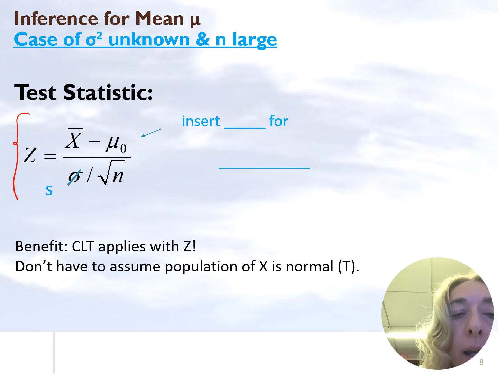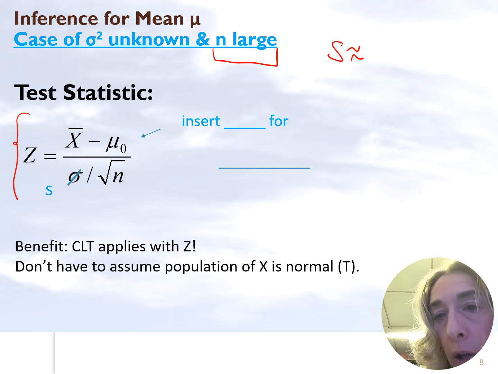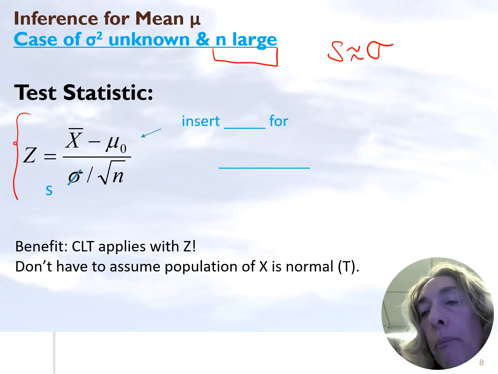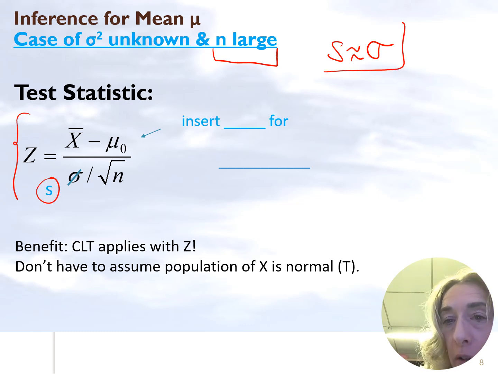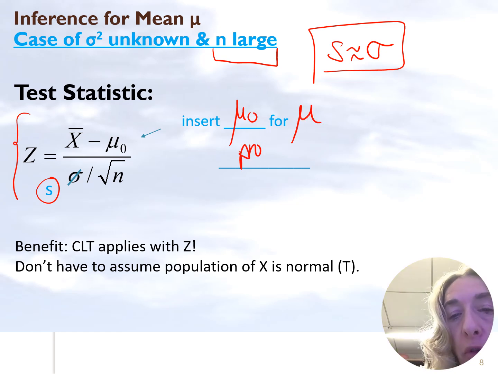Now recall, Z has sigma in the denominator, but with N large, sample values become very good estimators of population values for the standard deviation. So what we in essence do is cross out that sigma in the formula and replace it by S because it's a good approximator. We are still going to insert mu naught for mu into that Z random variable to do a proof by contradiction.